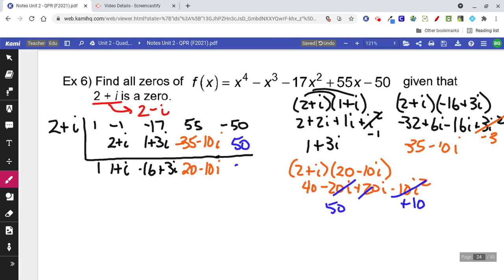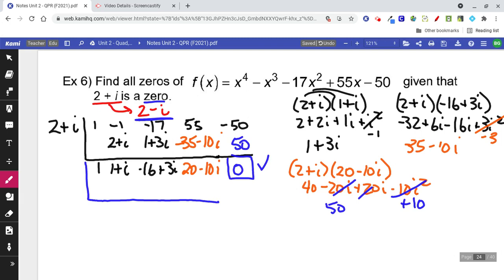which is good, because when I add down, I get 0. But we knew we were going to get 0 because they told us it was a 0. They told us 2 plus i was a 0, so you better get 0 there. But what we're going to do now is do the problem again using the second 0 that we found using the conjugate zeros theorem. Since I already have what I need written down, I'm just going to use it right there. Well, I need the 1 and the 1 plus i, negative 16 plus 3i. So I've already reduced my problem down.